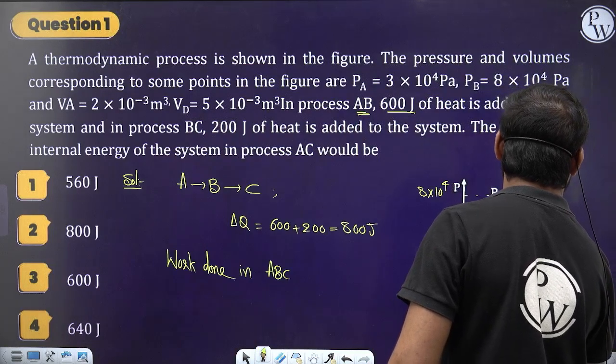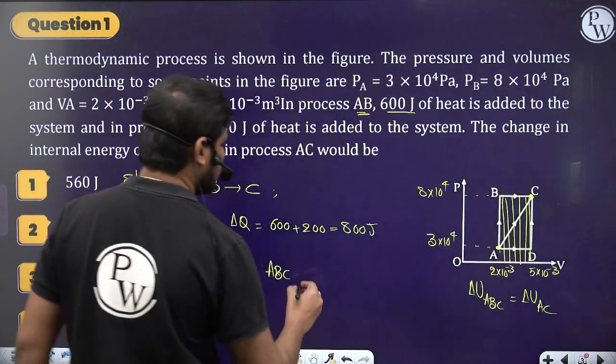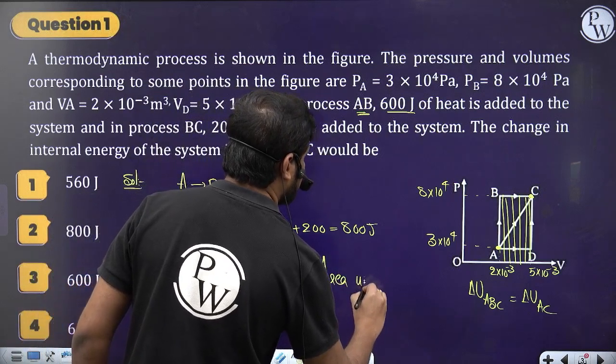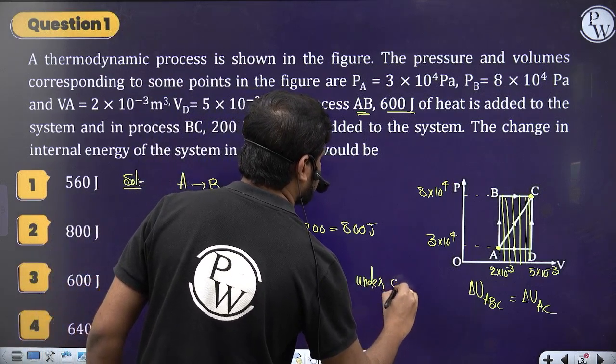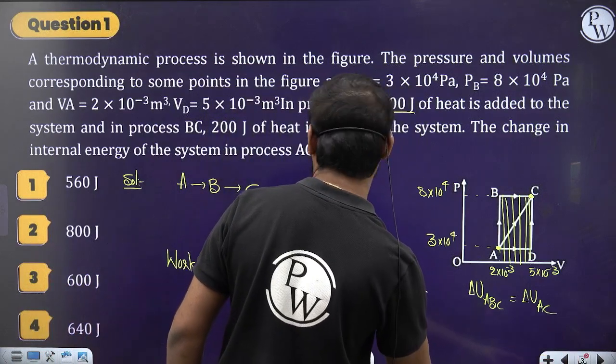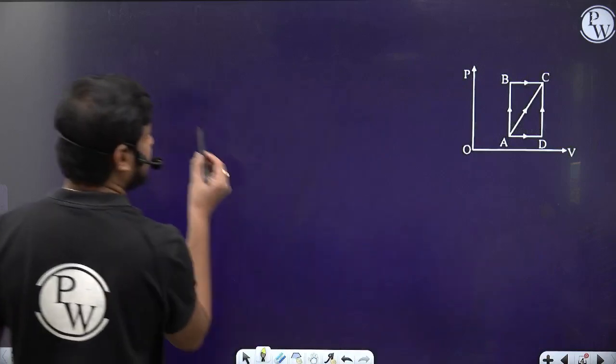So now I can solve it easily. What's the total work done? It is the area under the curve. So what is the area? Let's do it in the next slide. Better, let's write it in the next slide.